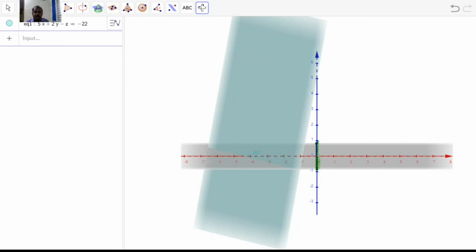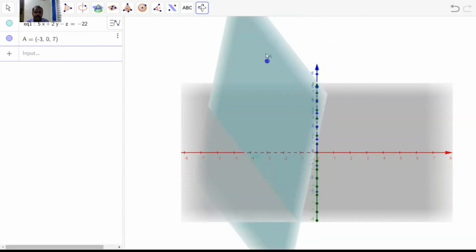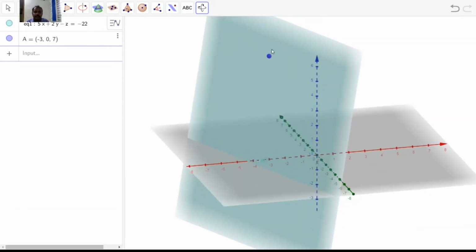And you find that point, check whether that point belongs to it, so minus 3, 0, 7. Plot minus 3, 0, 7. So it is a point on the plane. Okay, it's a point on the plane.